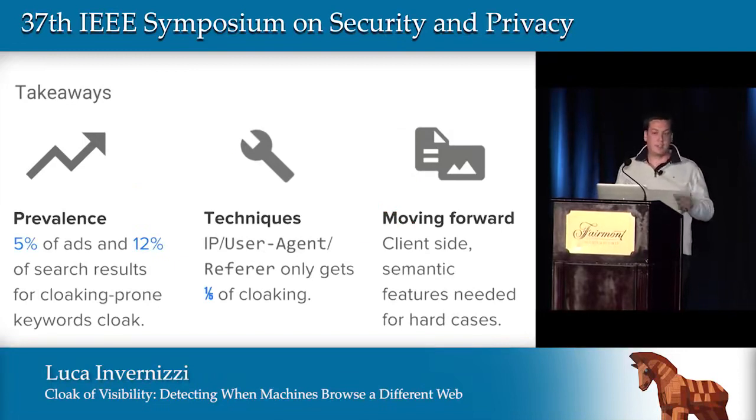So the takeaways from this research are that cloaking is still there, it's still a problem, and it's evolving, trying to avoid the previous detection techniques. Also moving forward, we want to move to client-side anti-cloaking pipelines because we believe they're better, and also semantic checks are really useful in telling apart the very hard cases when cloaking is subtle.